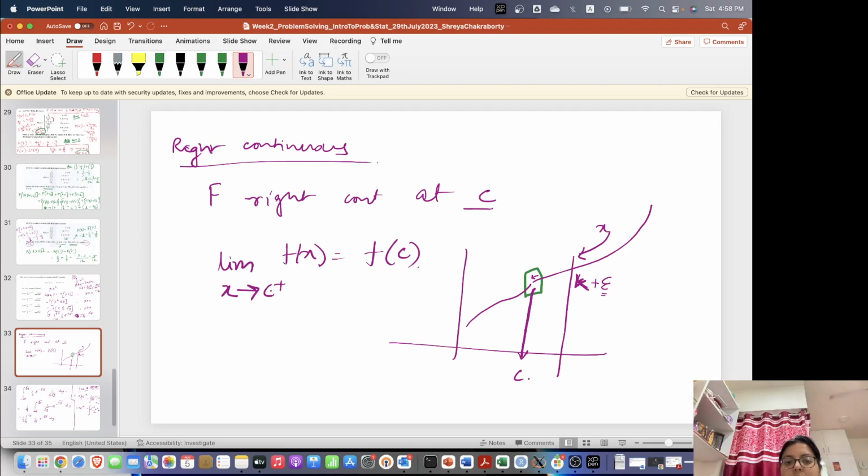The concept is: closer and closer and closer we move to c from the right hand side, in a limiting sense, we should be available at f(c), but this is not happening in some cases. So whenever this happens, then only we'll say that the function is right continuous.